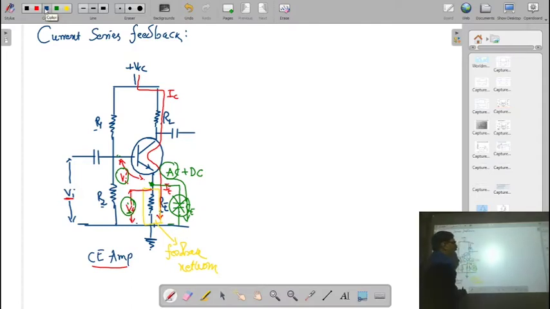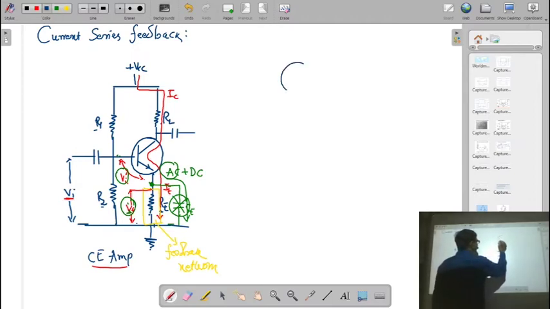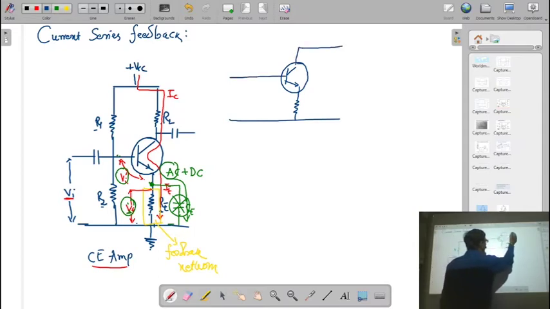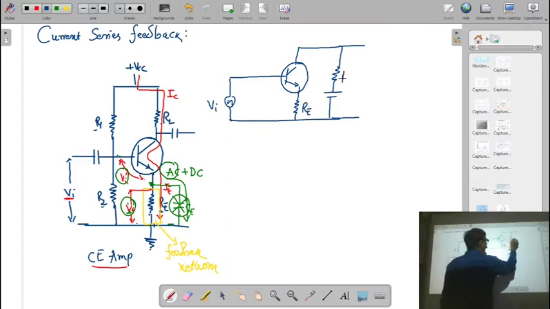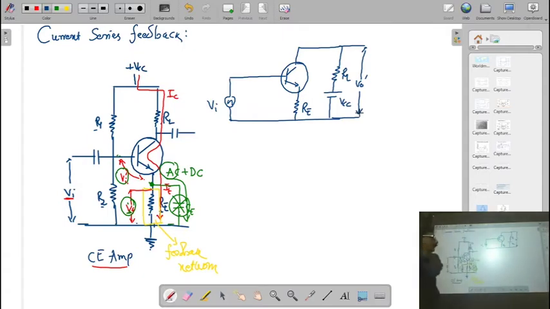So let us see a simplified diagram. Remember, the same thing is there, but we are not mentioning the coupling capacitor as well as the biasing resistance, because when you are calculating the gain, the reactance of the coupling capacitors is too low, so it is not going to affect the gain of the amplifier.